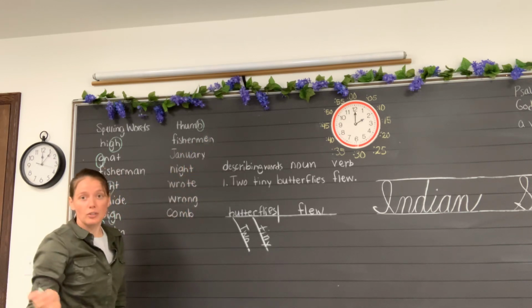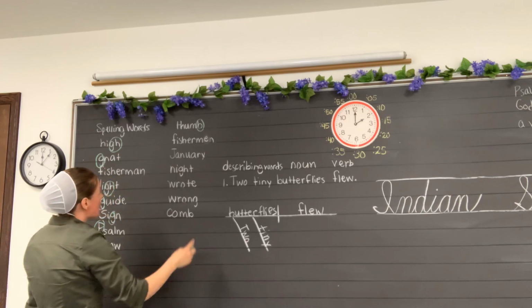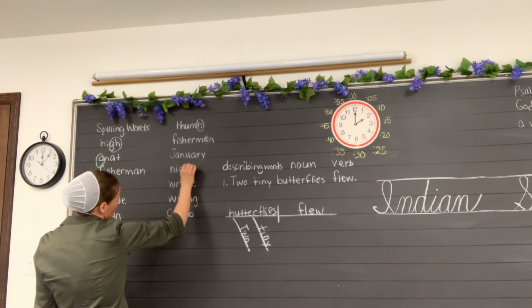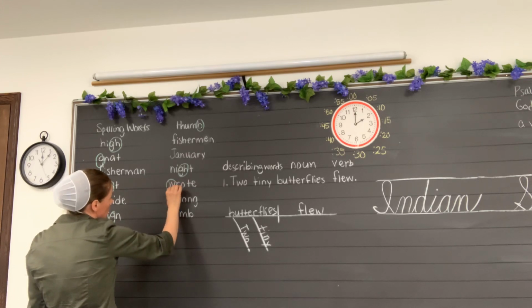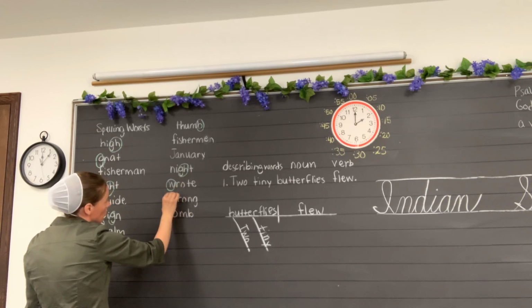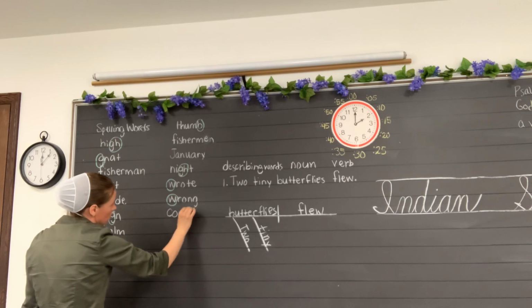January, don't forget your capital J in January. And then we have night, which GH would be silent in night. Wrote, W is silent. Wrong, W silent. And cone, B is silent.